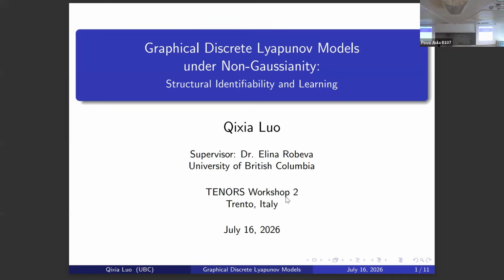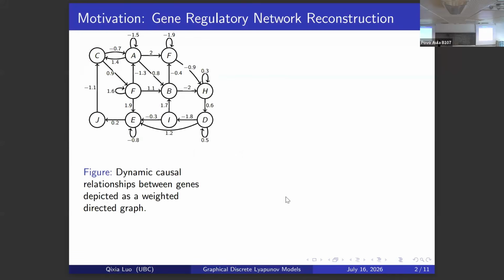So today I'll talk about graphical discrete Lyapunov models under Non-Gaussianity, and in particular, I'll speak about the problems of structural identifiability and learning. This project is a joint work with my PhD supervisor, Lyapunov. So, to begin, I want to start with an application.